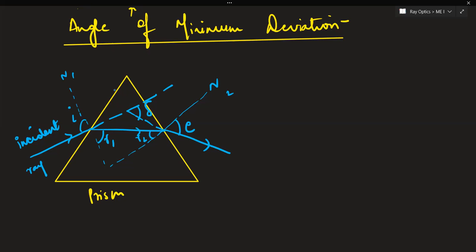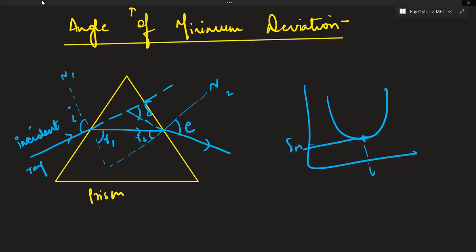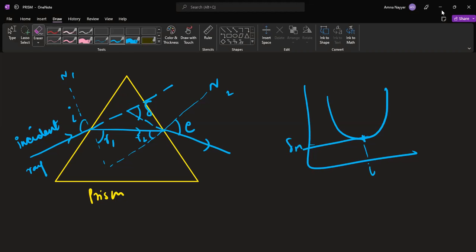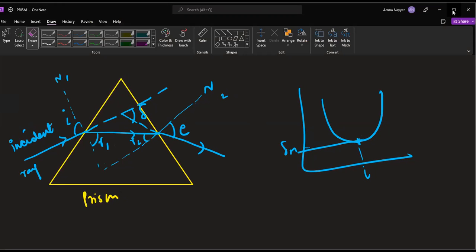But the angle of minimum deviation is the case where, when you plot the graph between angle of deviation and angle of incidence, you see one point where the angle of deviation has its minimum value. In your practicals, you will observe a bell-shaped, opposite U-shaped curve. So here, this part will be delta minimum. Here you will have the angle of incidence value. That is part of your practical, so you will be doing it in your practicals.